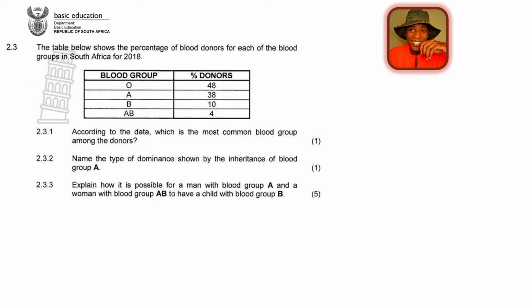Let us do this question 2.3 on blood groups. It says that the table below shows the percentage of blood donors for each blood group in South Africa for 2018.